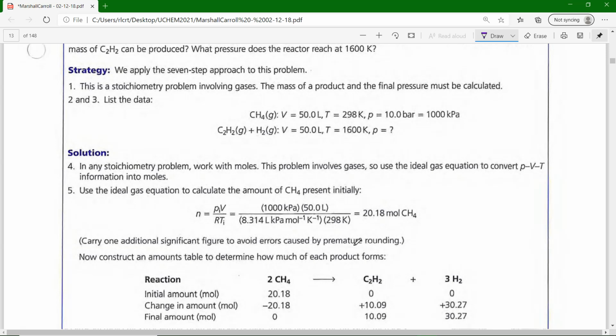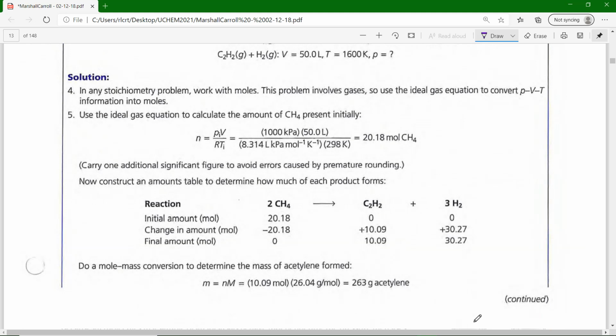Then how much of each product forms? Well, if I have 20.18 methane, I'm assuming you're going to completion, so I'm going to lose all 20.18. So I get half as much. So I get 10.09 of the C2H2 and 1.5 times for the H2, so 30.27. So the C2H2 is 10.09 and the H2 is 30.27. So that's how many moles of each product I have.